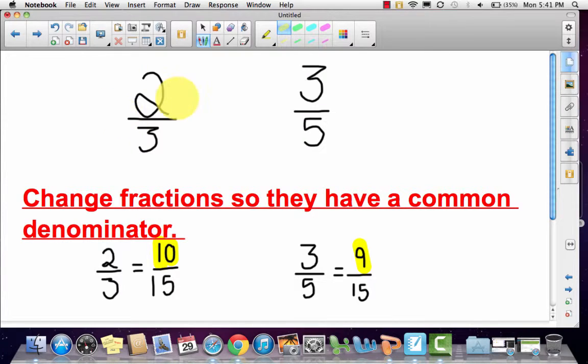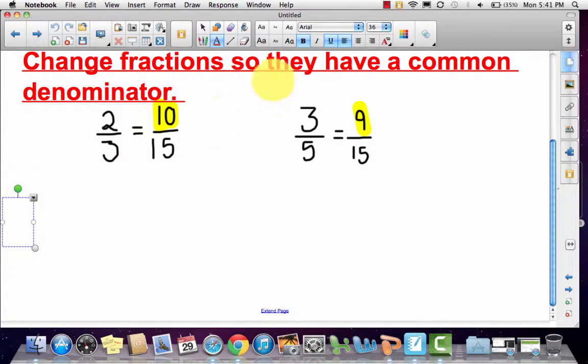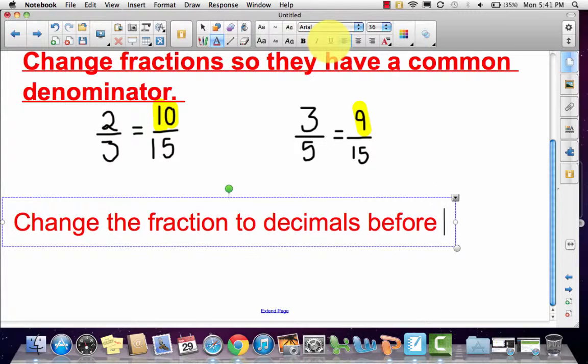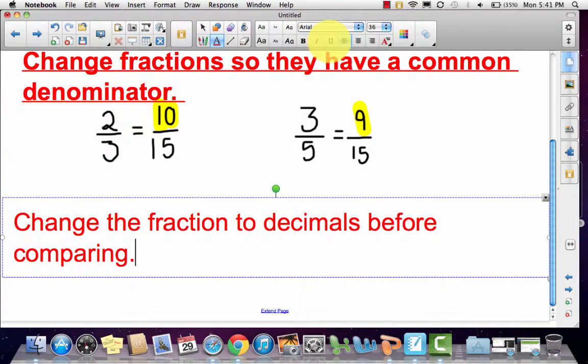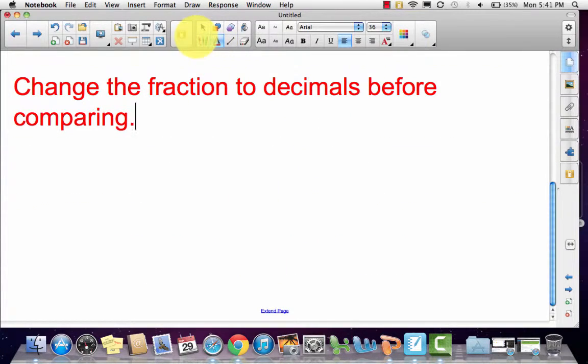Another way that I could do this is I can rewrite the fractions as a decimal. So change the fractions to decimals before comparing. So I'm going to use the same examples here, and keep in mind when we change a fraction into a decimal, we simply divide the numerator by the denominator.